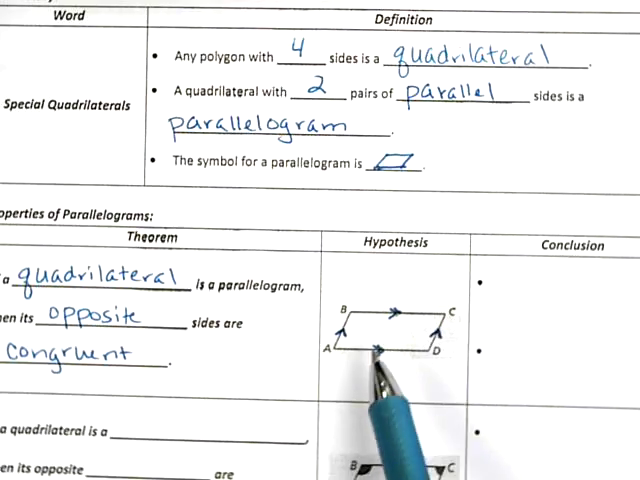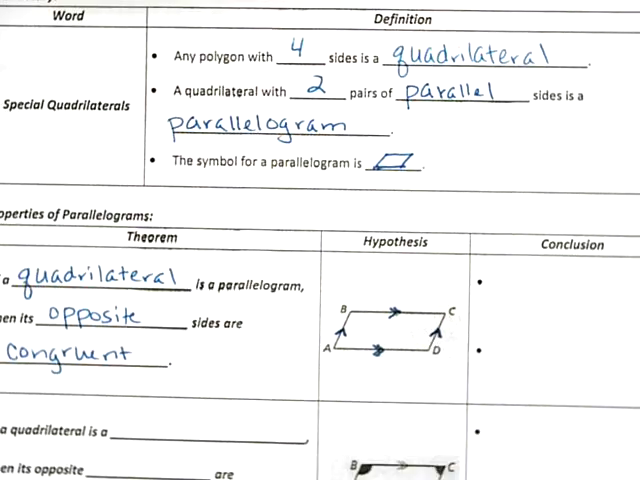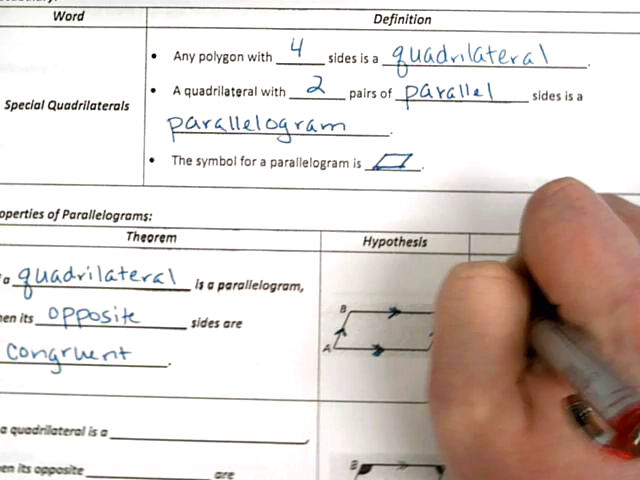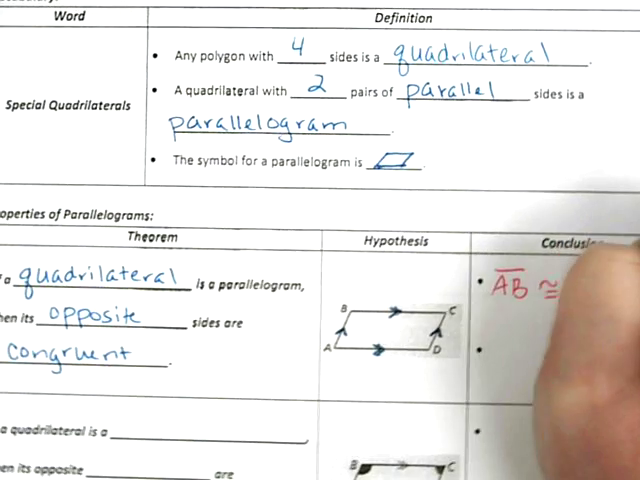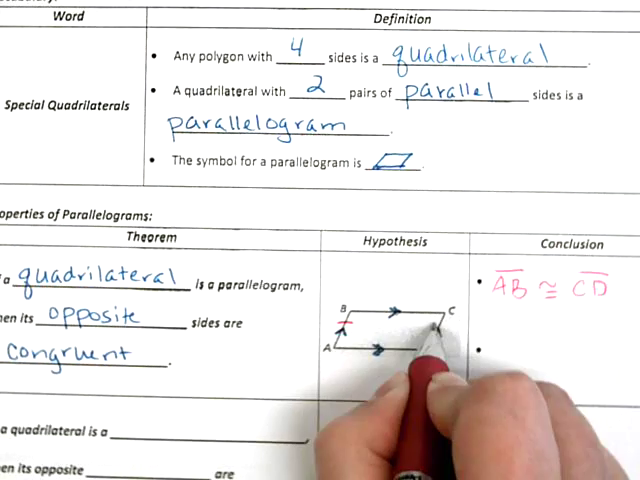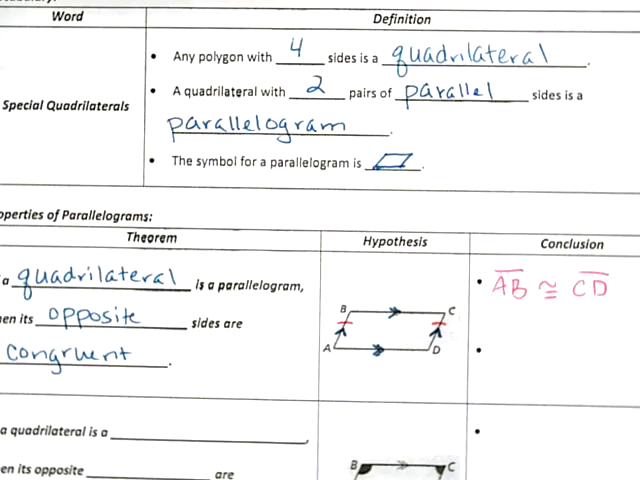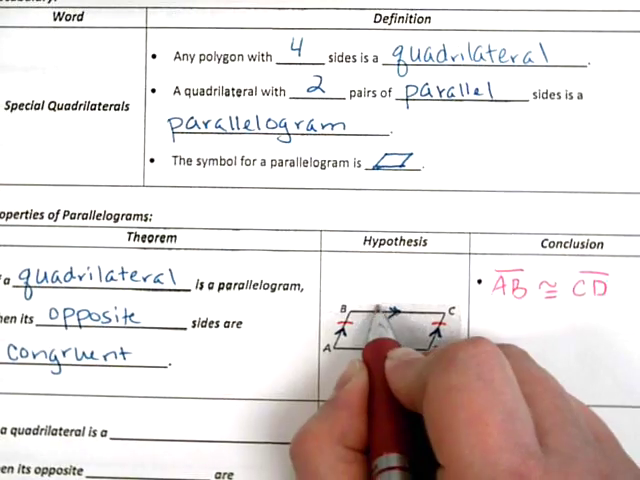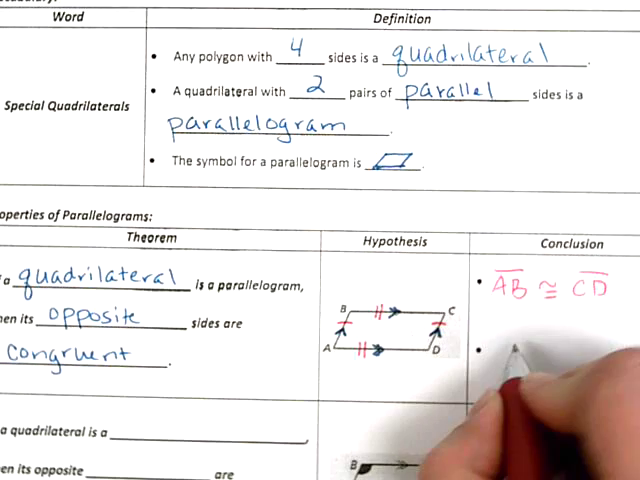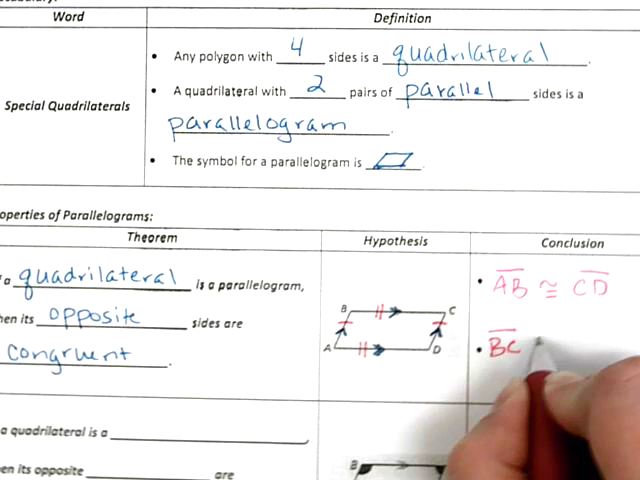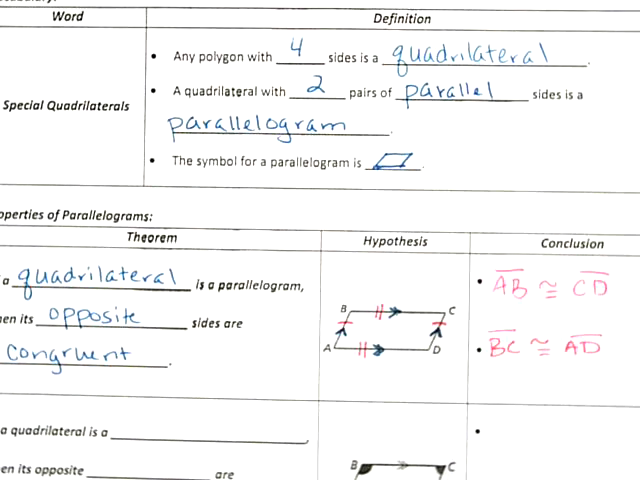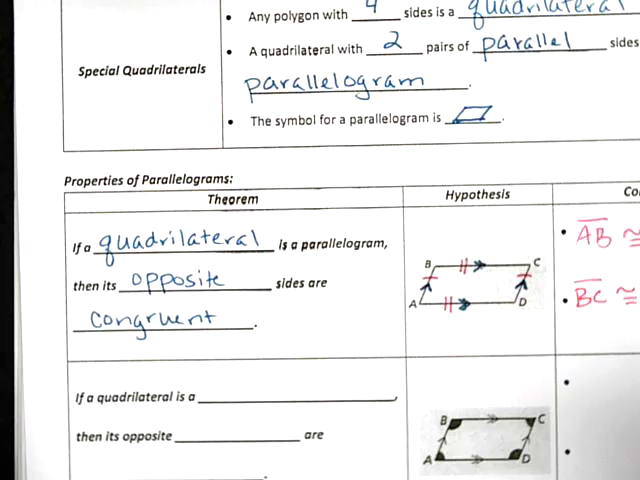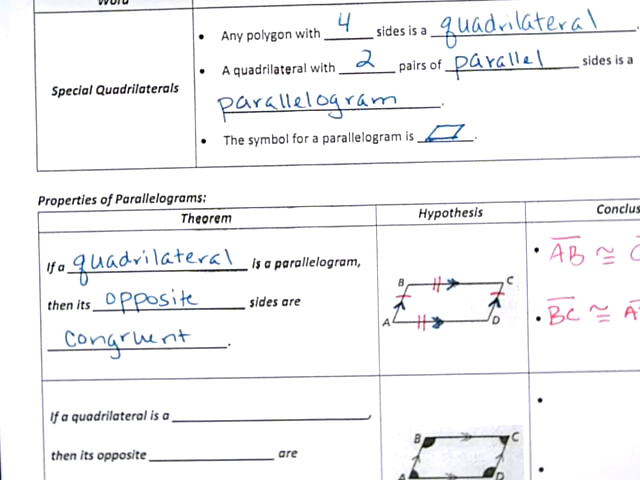4-sided polygon, and both pairs of opposite sides are parallel, which means, according to this first theorem, that segment AB is congruent to segment CD, right? That's one pair of opposite sides. And the other opposite sides are congruent as well. So that would mean BC and AD. So segment BC is congruent to segment AD. Okay, so that's one, right? If parallelogram, then opposite sides congruent.